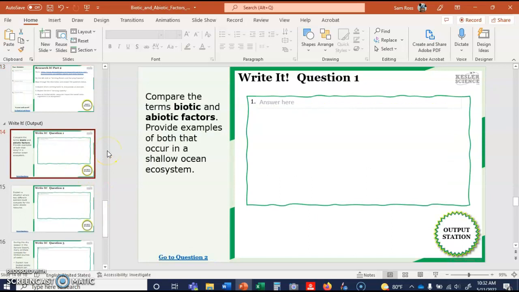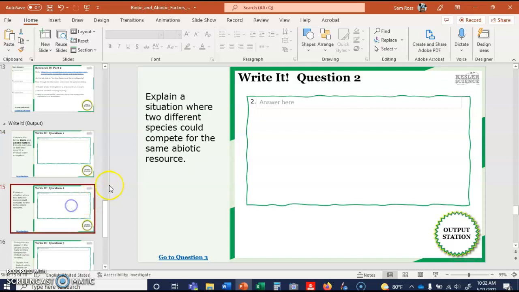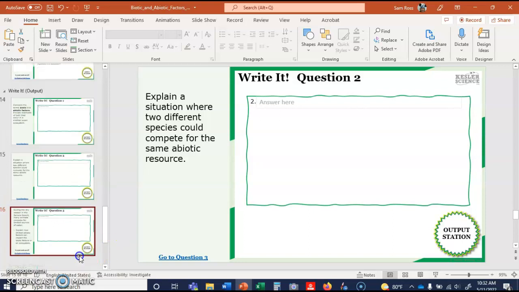And then we have the write it. It says compare biotic and abiotic factors, provide examples of both that occur in a shallow ocean system. So really for the first part of this, you're going to explain what biotic and abiotic factors are, and then you'll give me examples from a shallow ocean system of both. Write it question 2, explain a situation where 2 different species could compete for the same abiotic resource. So I think it's probably easier to figure out what an abiotic resource is, and then you can think about 2 different species that might compete for it.